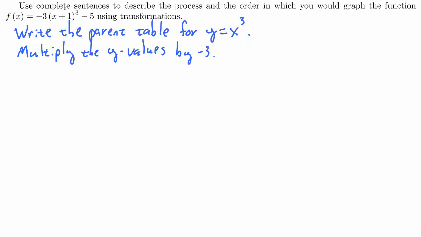Next, we want to look at this plus 1. Because the plus 1 is on the inside of the parentheses, that means it affects all of the x values. And you do the opposite of what it says. It says plus 1, therefore you subtract 1, and you subtract them from the x. And that's what you write down.